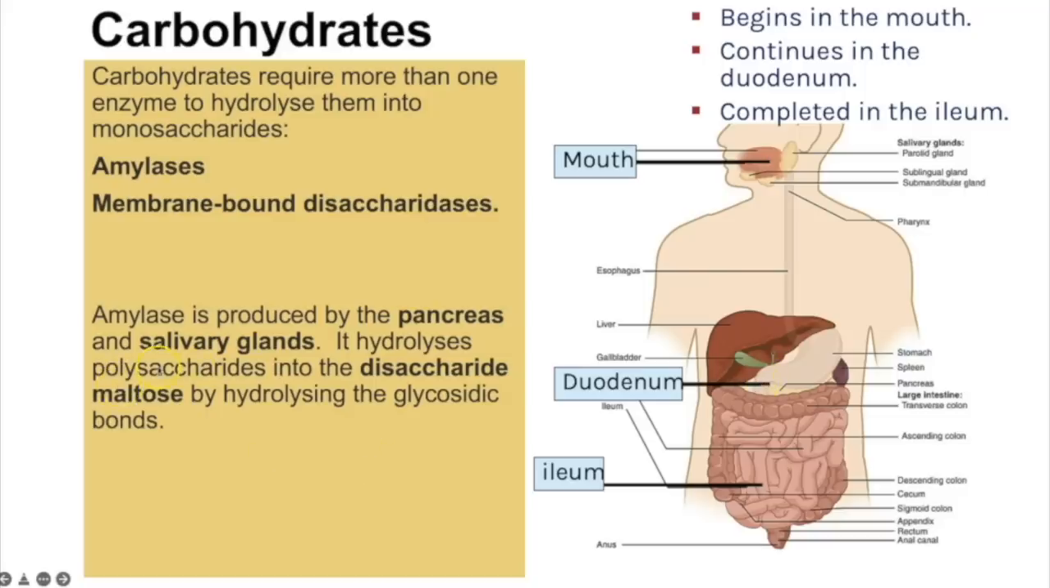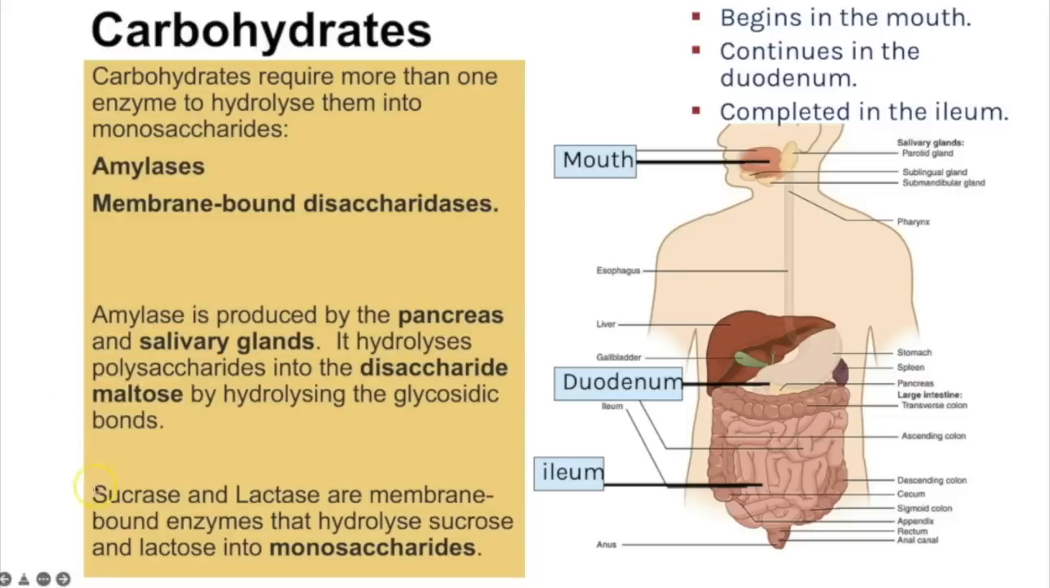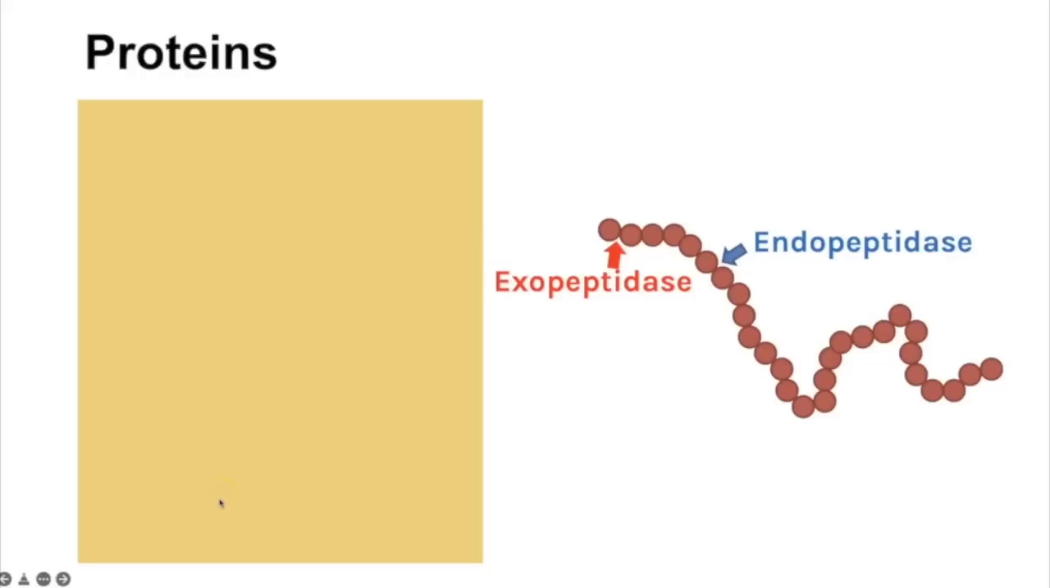And this hydrolyzes the polysaccharides into the disaccharide maltose, and that is by breaking the glycosidic bonds between the molecules in the polysaccharide. Then we have sucrase, and it could be lactase as well, which are membrane-bound enzymes that hydrolyze sucrose and lactose into monosaccharides. You could also have maltase, which would be hydrolyzing maltose into glucose.